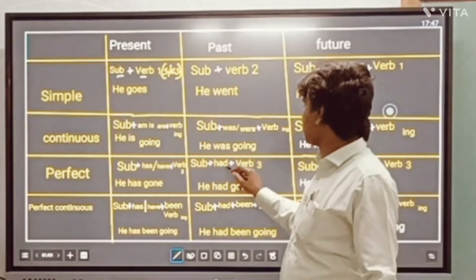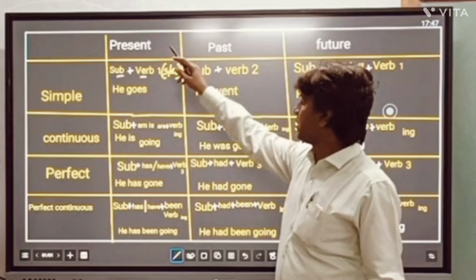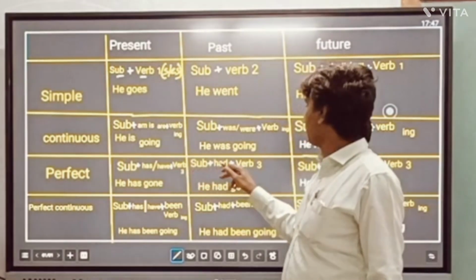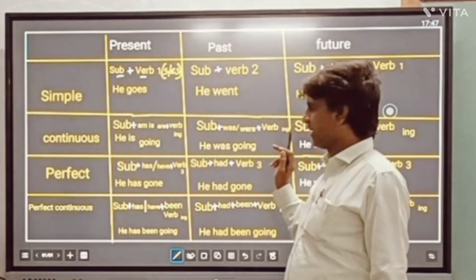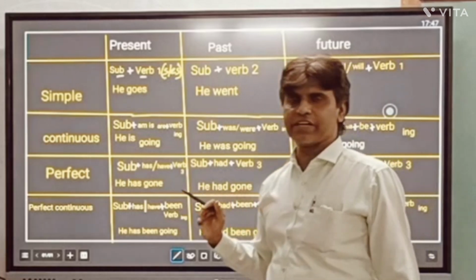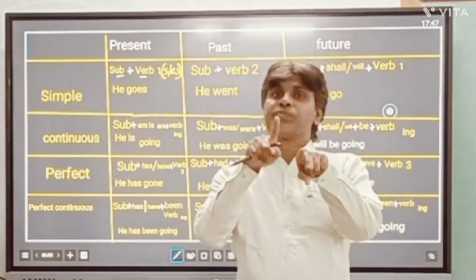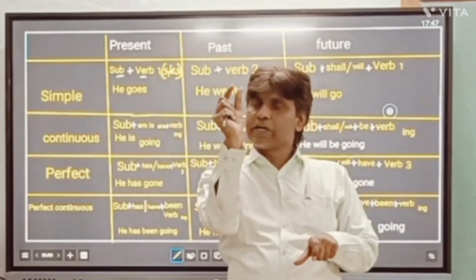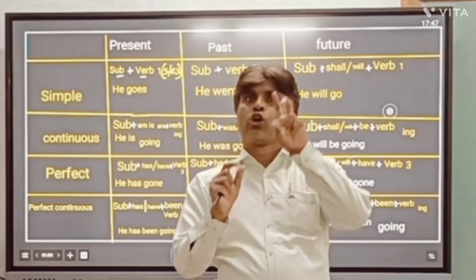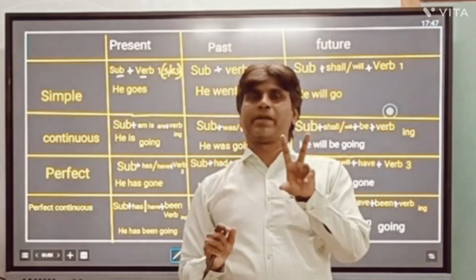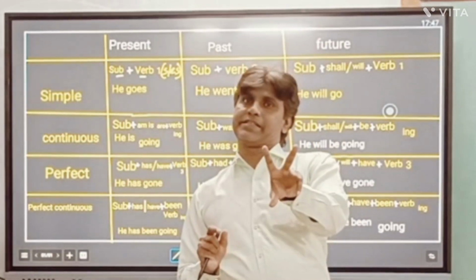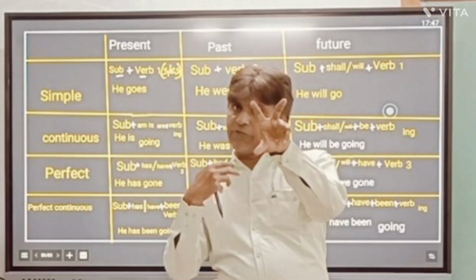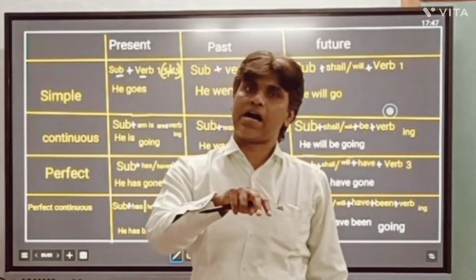Then you have past perfect tense. Again, in past perfect tense you have had here. As we have has, have in present perfect, you have had here and V3. Right? Where do we use past perfect tense? Past perfect tense is used in past at a particular moment if two actions have taken place, and we have to express those two actions in past.